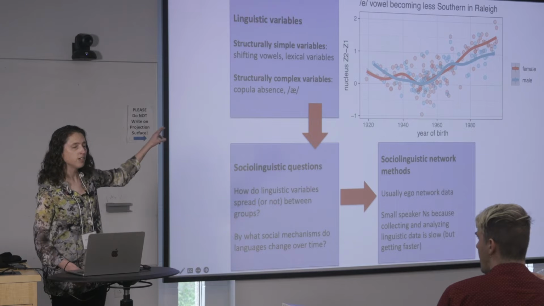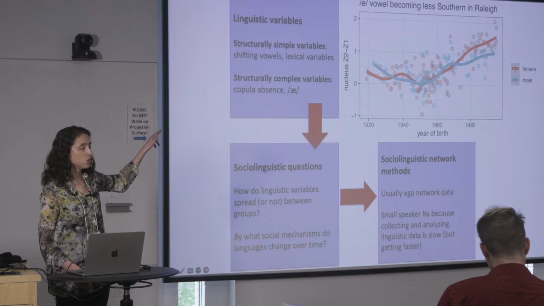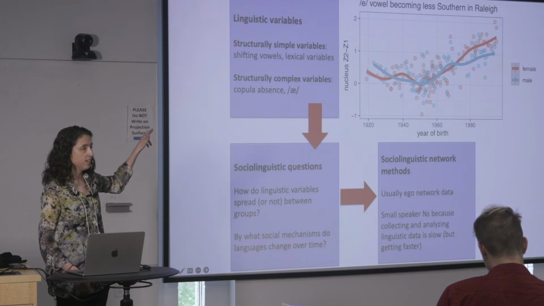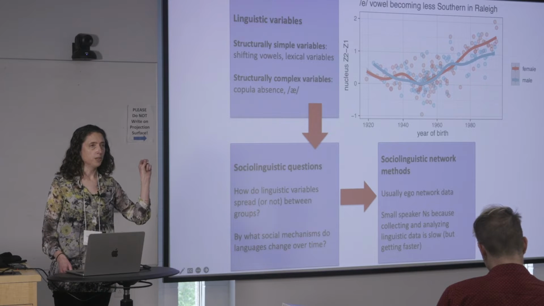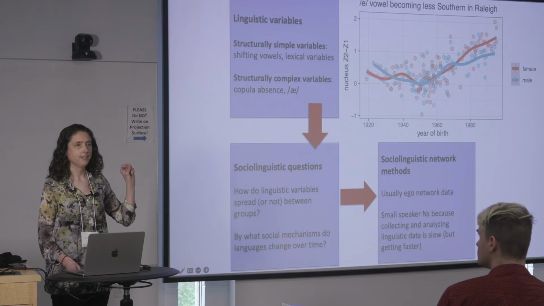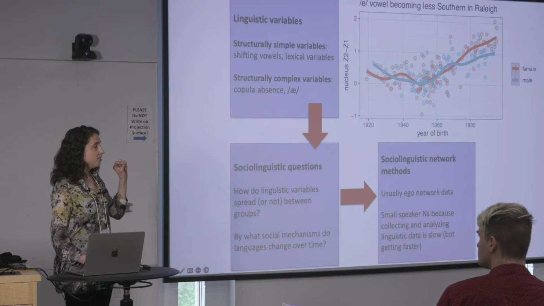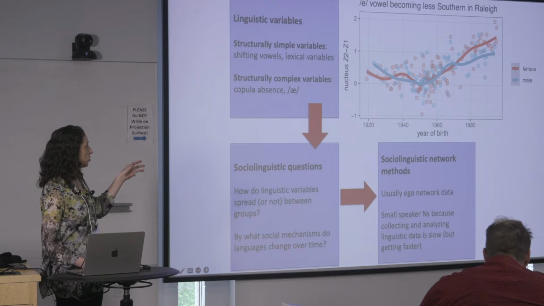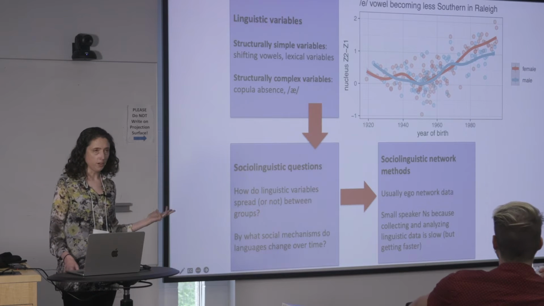And the very, very youngest folks on the far right, especially the women, as you can see, have an even more peripheral, and we say monophthongal vowel, that sounds more like hey, state, take. And so that's a thing that's happening in Raleigh and elsewhere, actually. So that's an example of a linguistic variable.